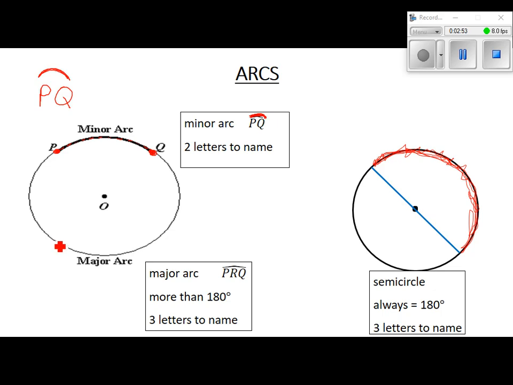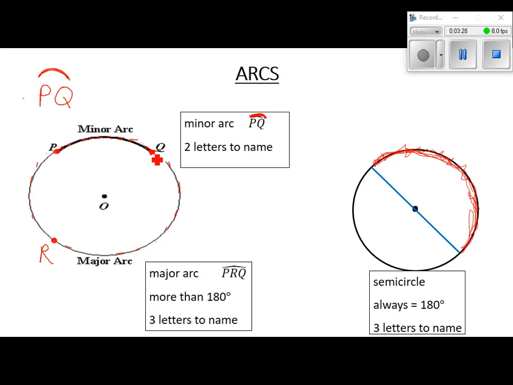A major arc, which should have had point R here on my PowerPoint, but there wasn't, is more than 180 degrees. When you name a major arc, you have to use 3 letters, because if we just said arc PQ and we meant to go the long way around the circle for that major arc, nobody would understand that. They would just go the shortest path from P to Q. So we have to put in a 3rd letter.